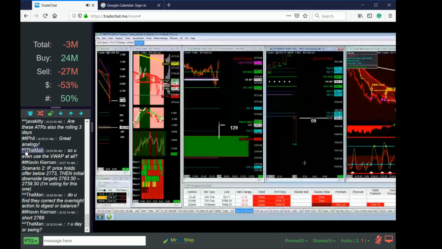So the question will become, do they reverse it and try to move it back up, or is this a gap and go to the downside? Okay.